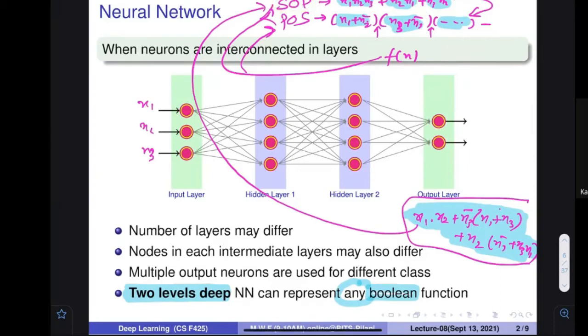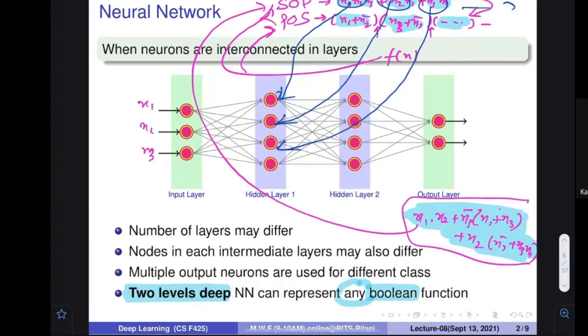So what does it mean? There are a few terms. This is the first term, second term, third term. With respect to this particular term, I am going to make a perceptron. With respect to this term, I can make a perceptron. With respect to this term, I can make a perceptron. How many terms are there? Whatever number of terms there are, for every term I am going to make a perceptron.